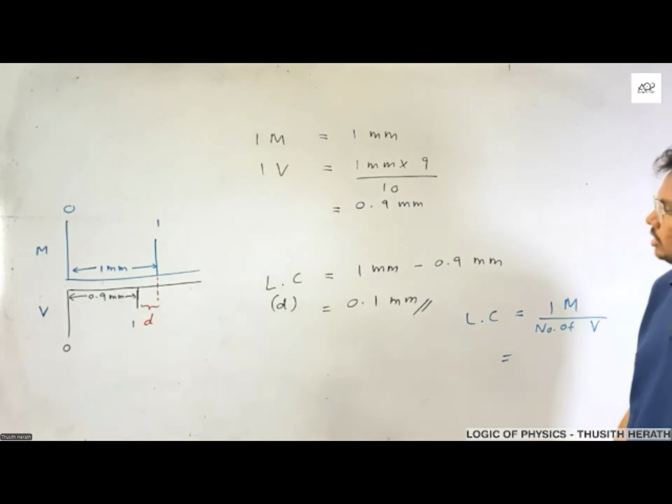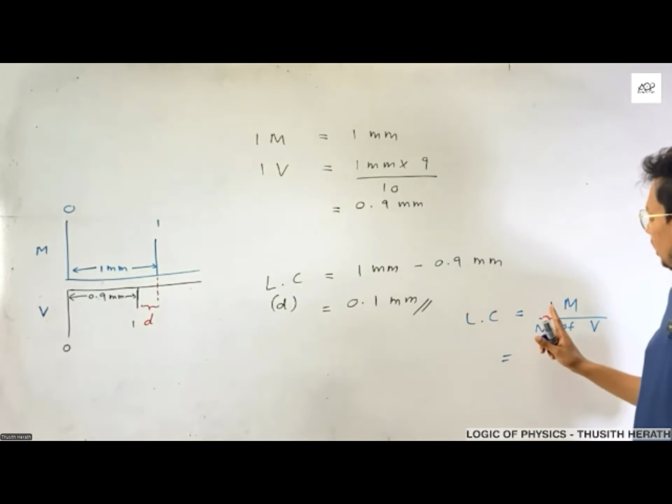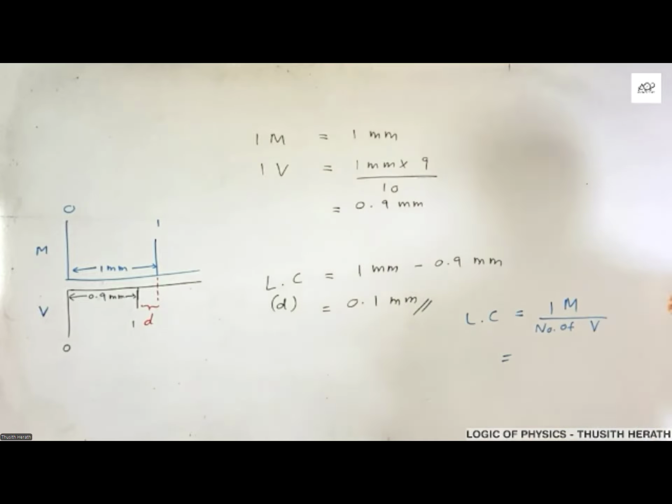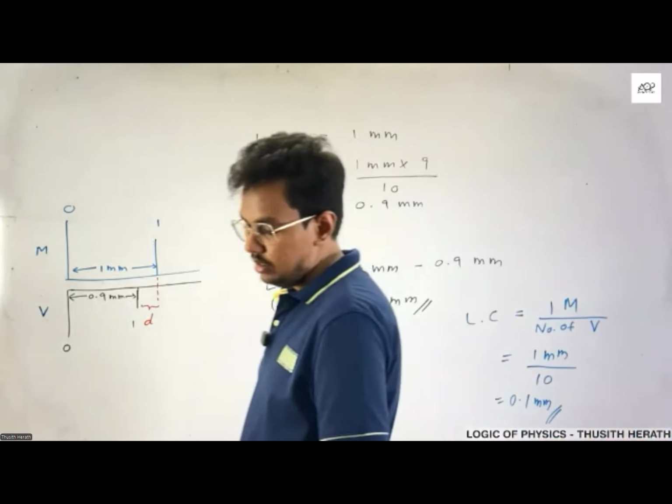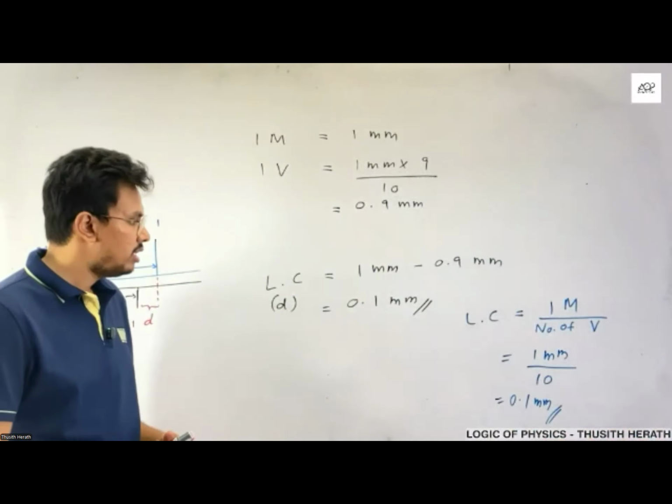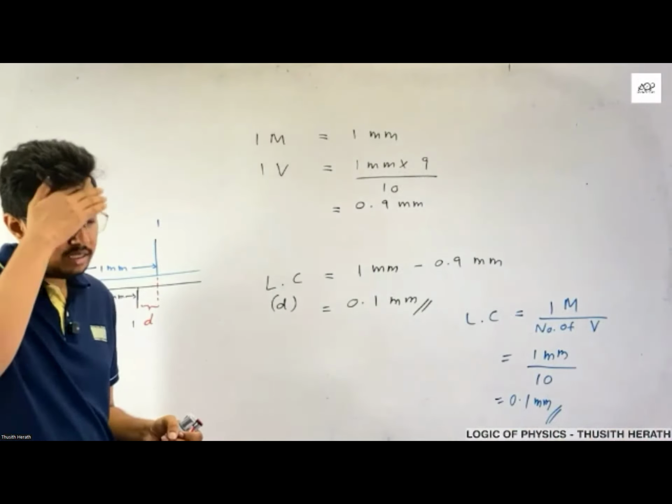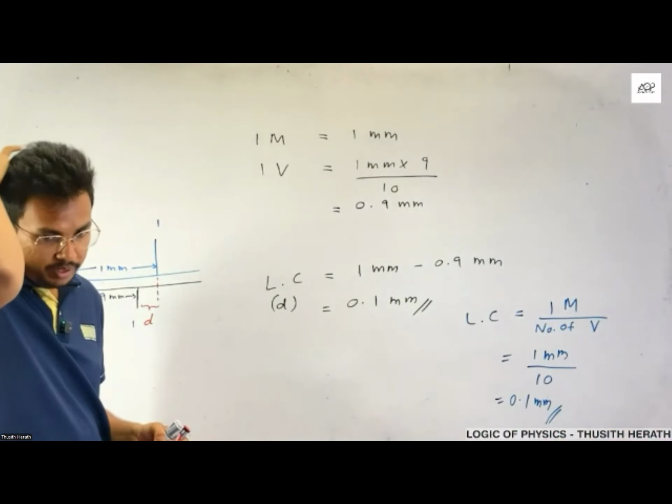Let's put this in and check whether it's correct or not. Length of one main scale division is 1 millimeter. Number of vernier divisions is 10, right? So the answer is 0.1. Yeah, it's correct. Write this as well. The equation is in the tute. You can complete the tute later after you get a printed copy.